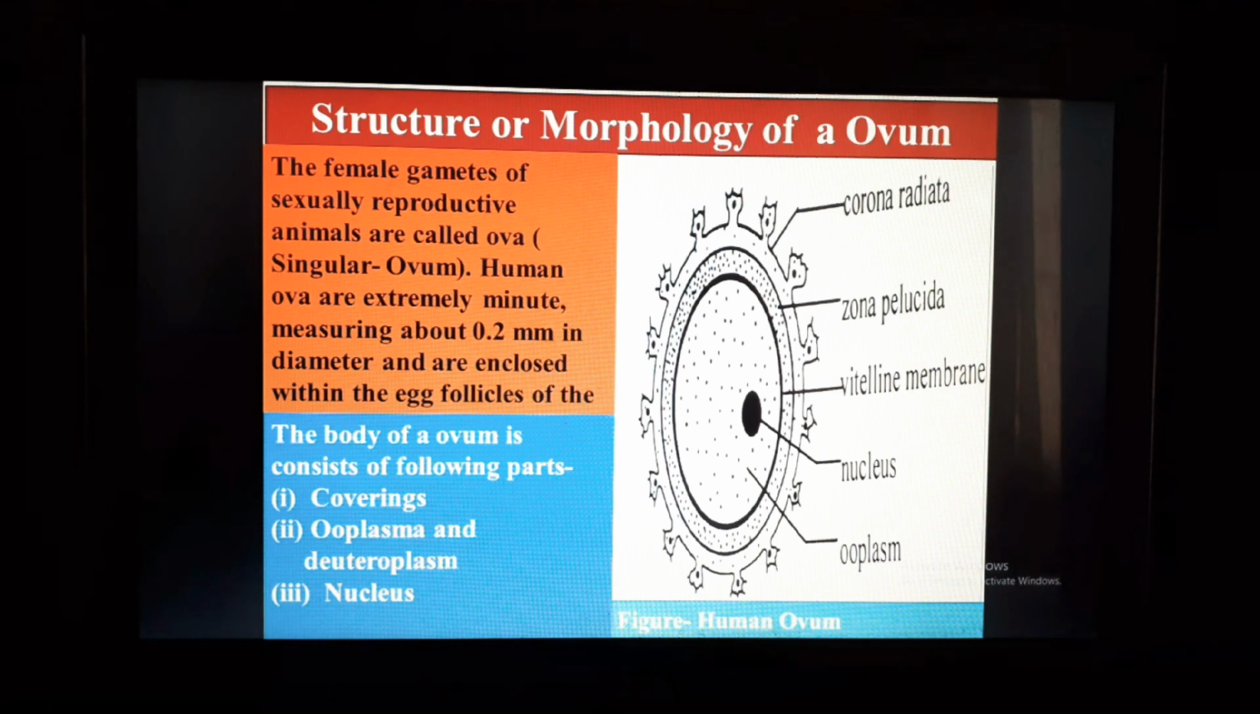Mammalian ova, including human, are microscopic due to lack of yolk. But in different books, it is written that mammals' ovum contains slight yolk. That's why mammals' ovum is called microlecithal ovum. This is a knowledge-based question for you. What is microlecithal ovum? Mammals' ovum contains a slight amount of yolk. That's why mammals' ovum is called microlecithal ovum. That's all for the morphology of an ovum.